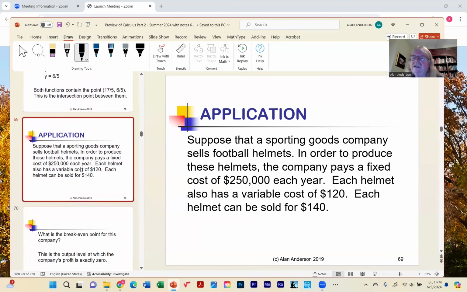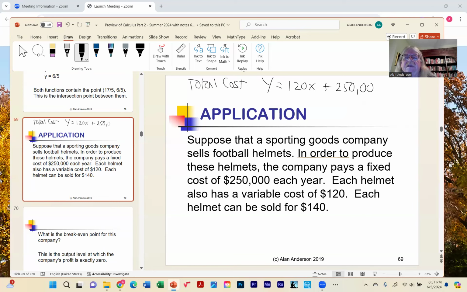Okay, here's another quick example, another blast from Basic Micro. We have a sporting goods company selling football helmets. In order to produce these helmets, they pay a fixed cost of $250,000 per year. And then on top of that, each helmet has a variable cost of 120. So we know that the total cost function is y equals 120x plus 250,000.